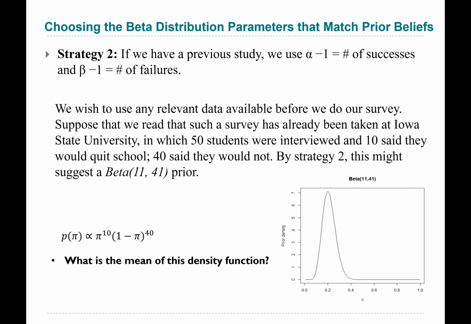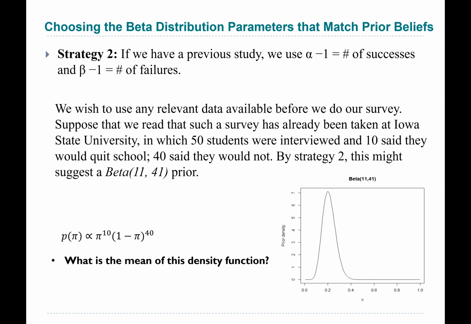If we have a previous study, use alpha minus 1 equal to the number of successes and beta minus 1 equal to the number of failures. We wish to use any relevant data available before we do our survey. Suppose we read that such a survey has already been taken at Iowa State University, in which they also selected 50. It's not necessary to be the same number. Fifty students were interviewed, and 10 said yes, they will quit, so 40 said no. So the number of successes is 10 and the number of failures is 40. Using this strategy, I will use alpha equal 11, beta equal 41.